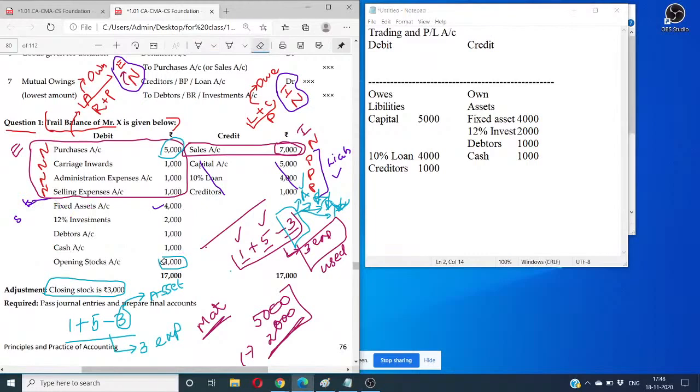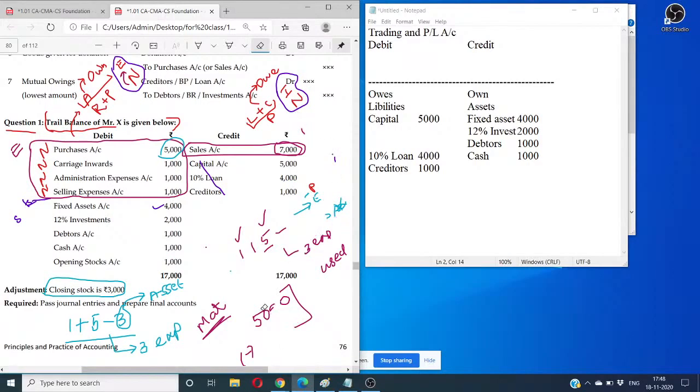Okay. I am going to keep only these items. Rest I am going to erase. Clear. Too many lines will confuse you, so I erase all the unwanted lines.